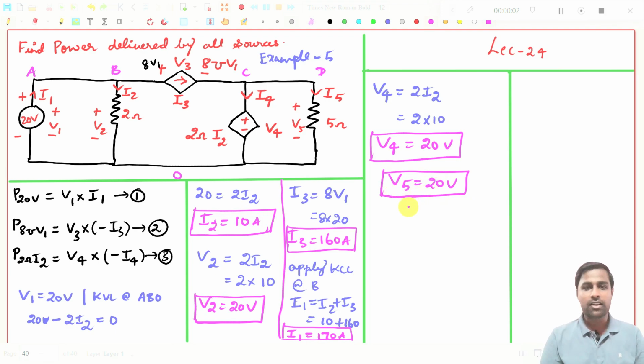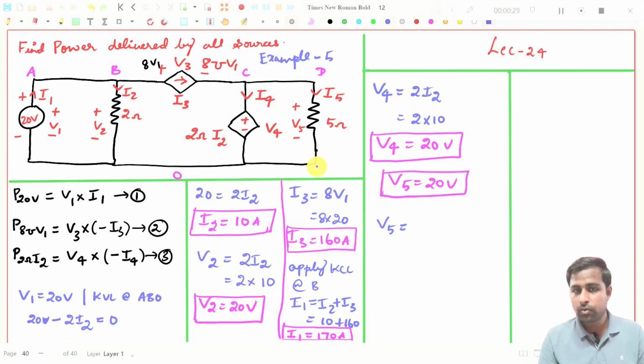Anyhow, we have found V5 and we try to find I4 and I5 now, right? So if you want to find I5, see it is very simple now. What we can do, we can write what is V5. So if you want to write V5, see V5 should be equal to, you travel from minus to plus so that you can get V5, right? So you have to travel in this direction. This current is coming opposite to you. So it should be plus 5 into I5.